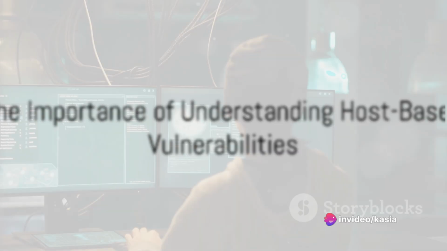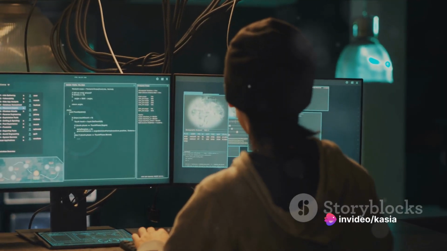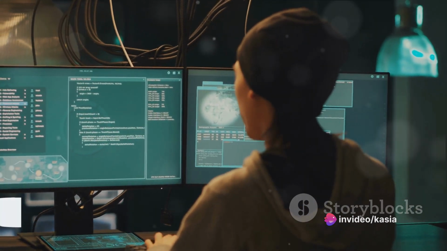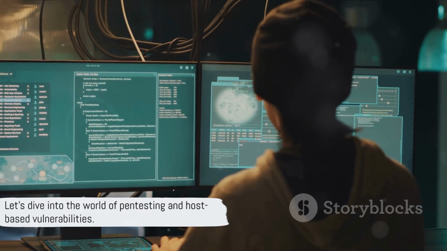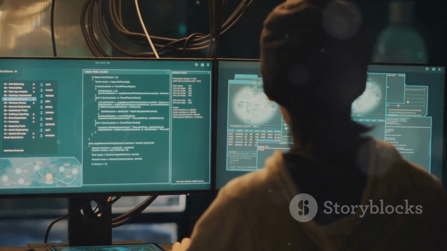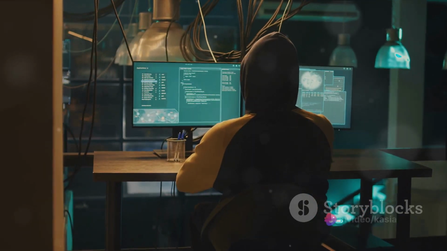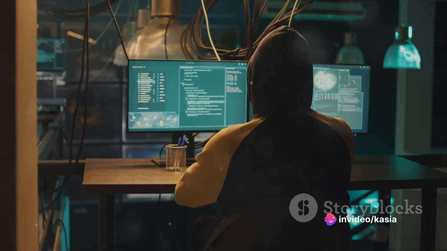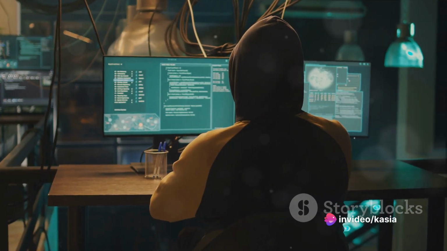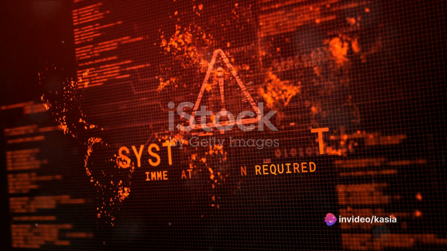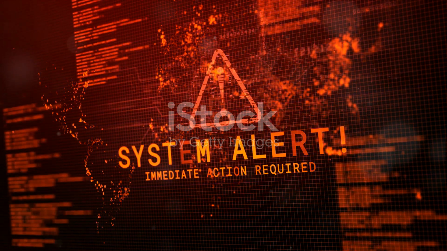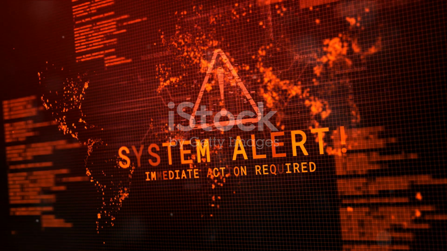Ever wondered just how essential understanding host-based vulnerabilities is in the realm of penetration testing? Well, let's dive into it. In the world of pen testing, host-based vulnerabilities are like hidden doorways into a system. They are weaknesses or flaws in a system's security that, when exploited, can grant unauthorized access or control. These could be anything from insecure configurations, software bugs, to outdated security patches.